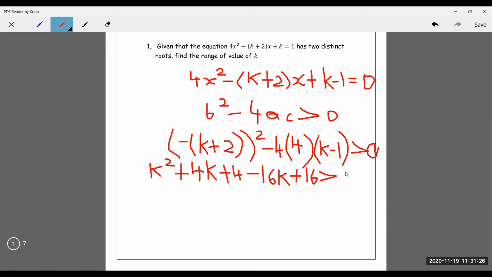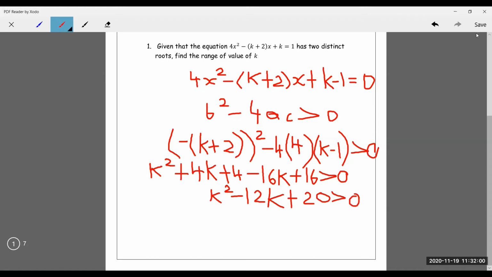So now we realize that we'll get back a quadratic. This is just a quadratic with k squared. Now 4k minus 16k is minus 12k. And then 4 plus 16 is 20. So we get k squared minus 12k plus 20, and that's greater than 0. Lovely. So that's what we're getting.